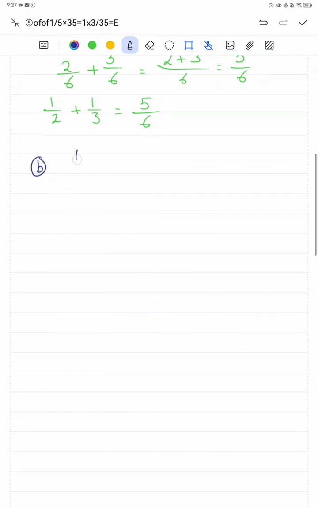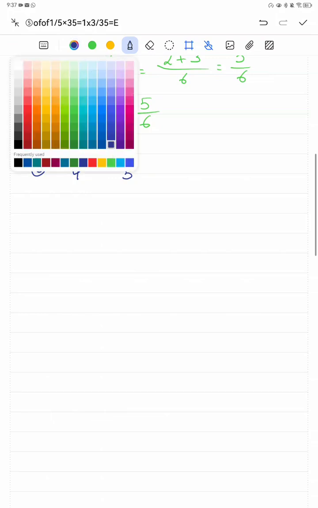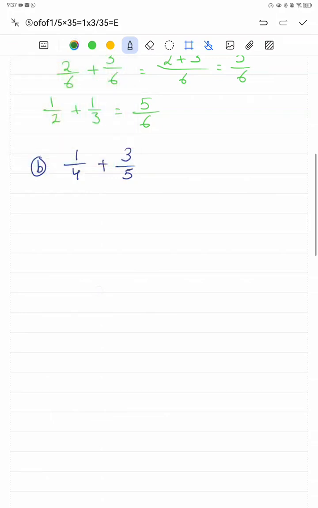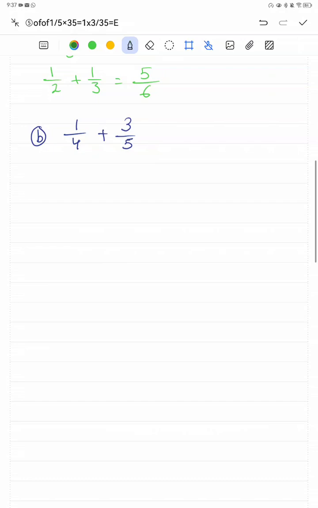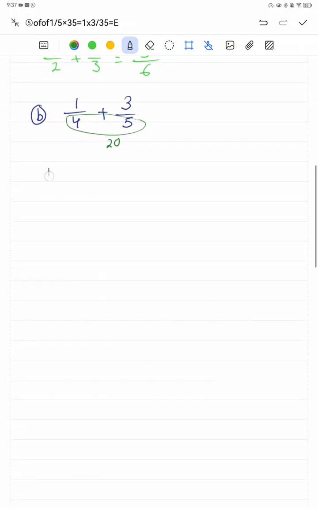1/4 plus 3 out of 5. Who can help us solve this? All right, first we need to find the least common multiple for 4 and 5, which is 20. So our aim is to make an equivalent fraction for both with a denominator of 20.